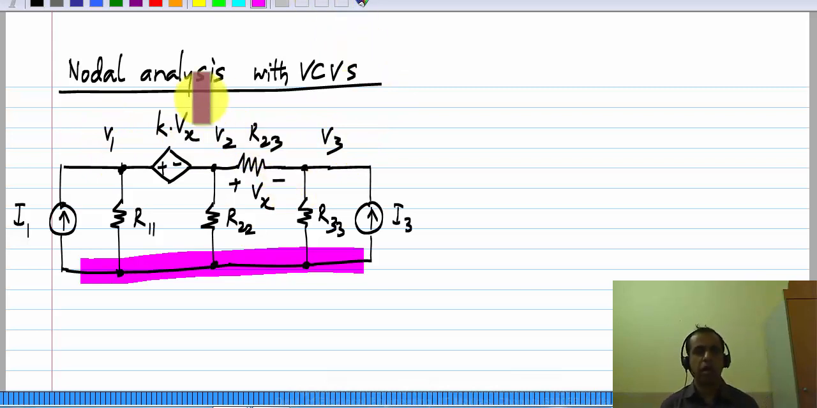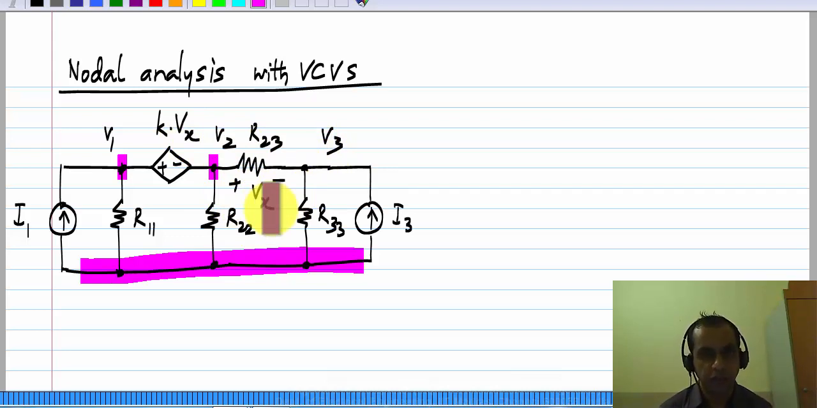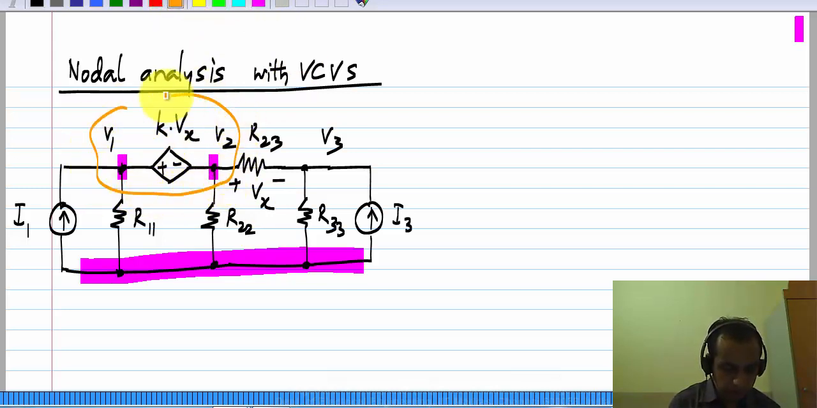The problem, as with the case of independent voltage source, is that we don't know what current is flowing through this control source. In this case, the control source is connected between nodes 1 and 2 and it's dependent on voltage between node 2 and 3. Vx is defined over here. Of course, in general, it could be anywhere in the circuit. We don't know what current is flowing through this. So, as before, we form a super node.